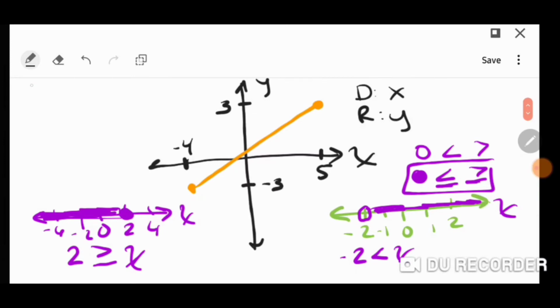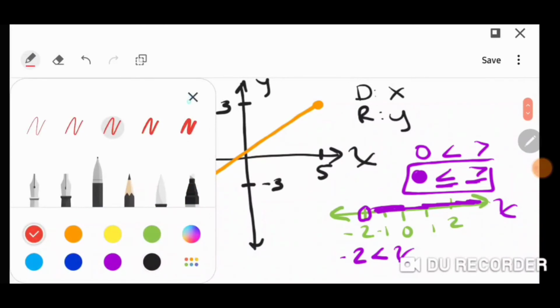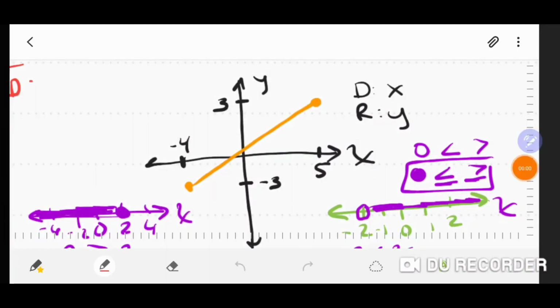Okay. So I want to find my domain. What is my domain? Our domain will be all our possible X values. So I'm looking at only the X value, the horizontal line. I'm looking for my highest and my lowest x value. My lowest x value will be -4. My highest x value will be +5.